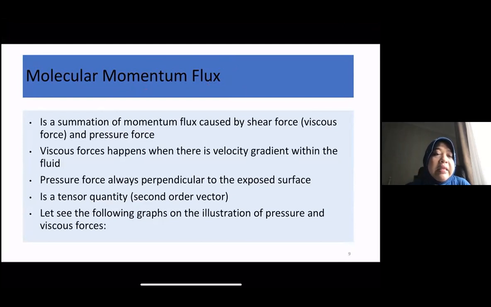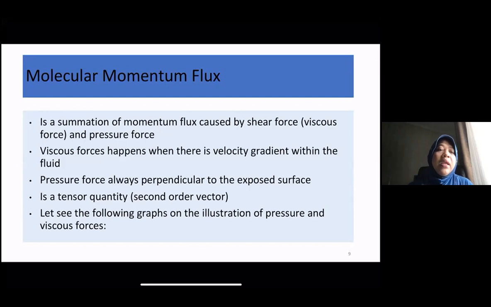Molecular momentum flux is a summation of momentum flux which is caused by a shear force and also a pressure force. So if a fluid has a pressure on it, there is a pressure force, and there would also be a momentum flux. And if you have a shear force, a viscous force, it also causes momentum flux. That momentum flux is the molecular momentum flux.